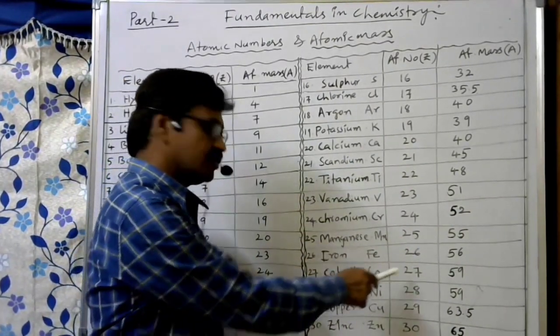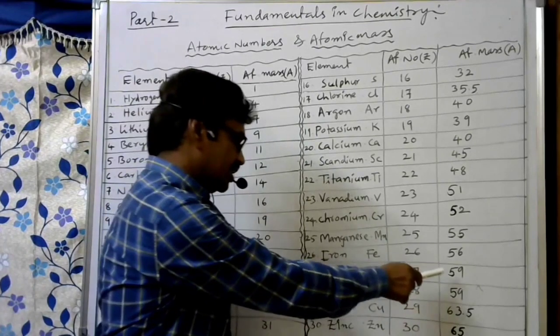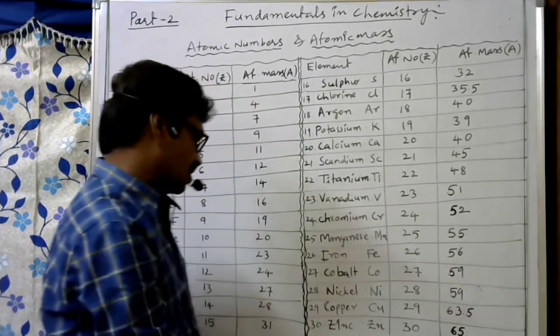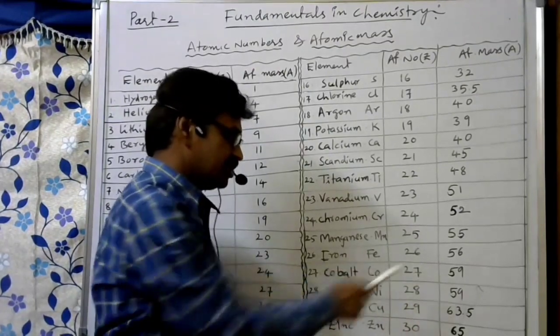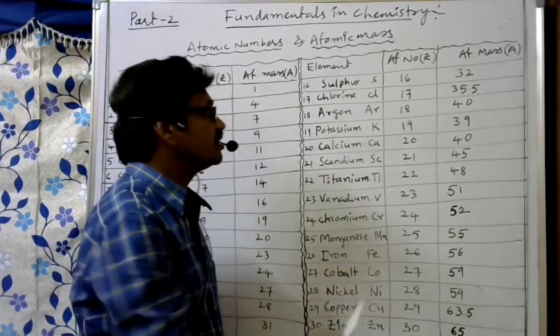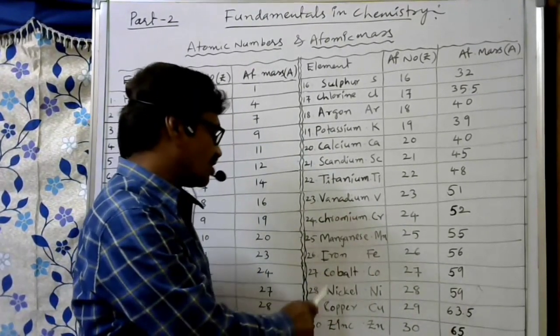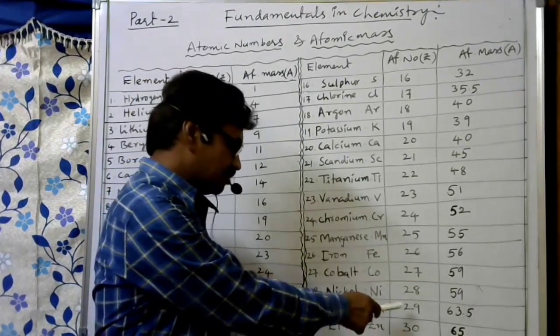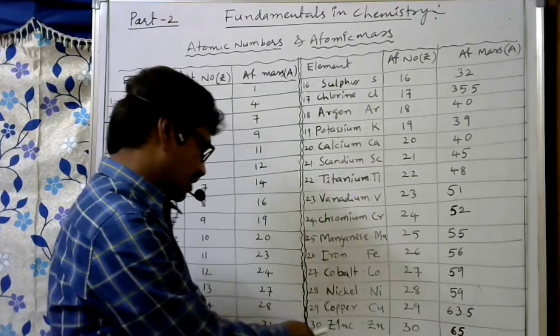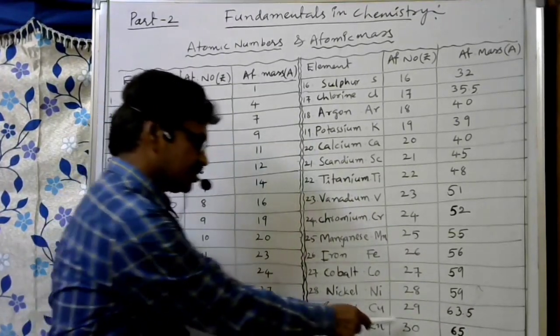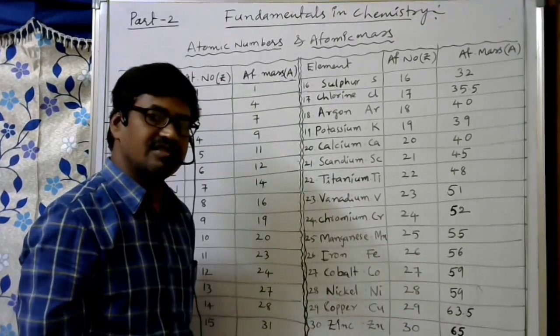Cobalt, Co, 27 atomic number and 59 atomic mass. Nickel, Ni, 28 atomic number and 59 atomic mass. Then copper, Cu, atomic number 29 and atomic mass 63.5. And zinc, atomic number 30 and atomic mass 65.